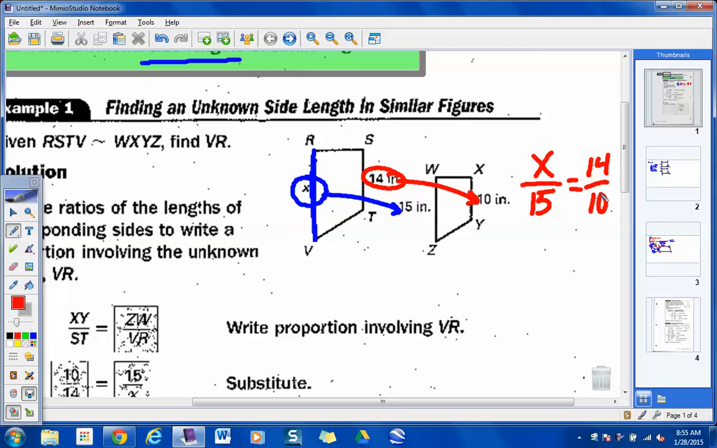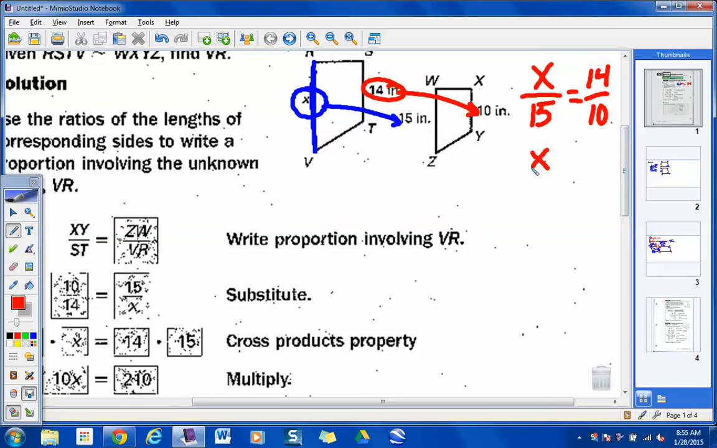Okay. Gosh, you know how to solve those now, don't you? What is 15 times 14? Anybody? 210. Yeah, right. Take 210 divided by 10. What's your value? 21.